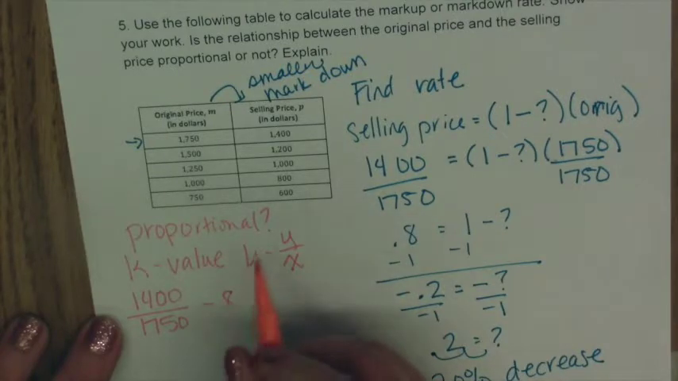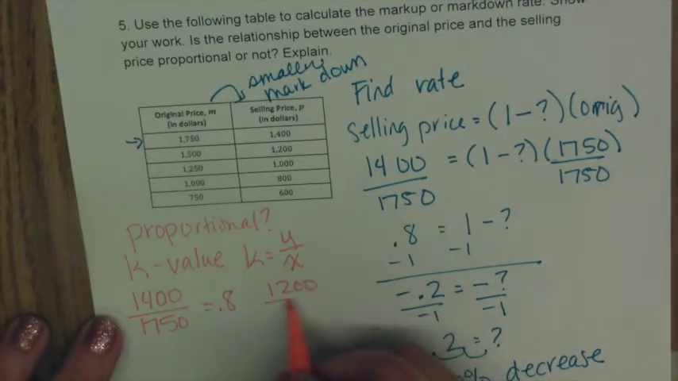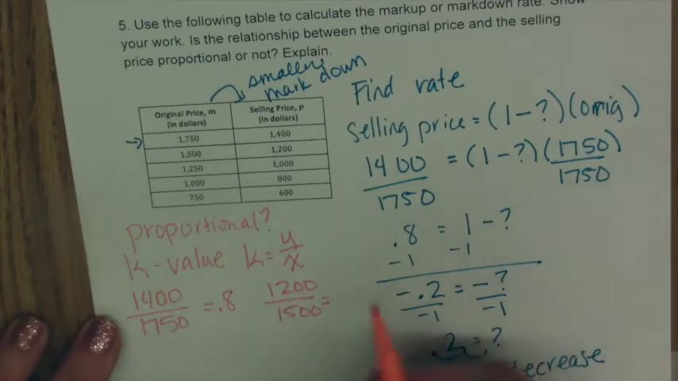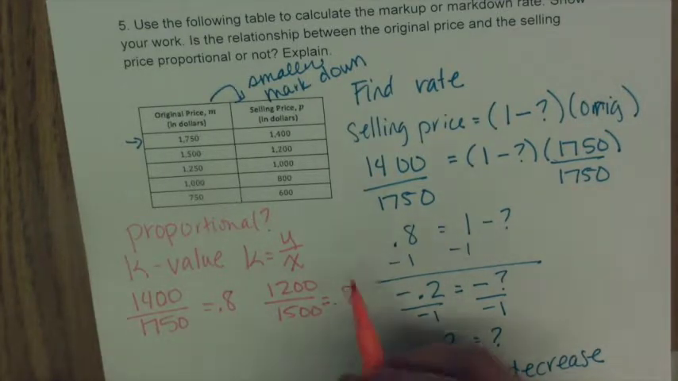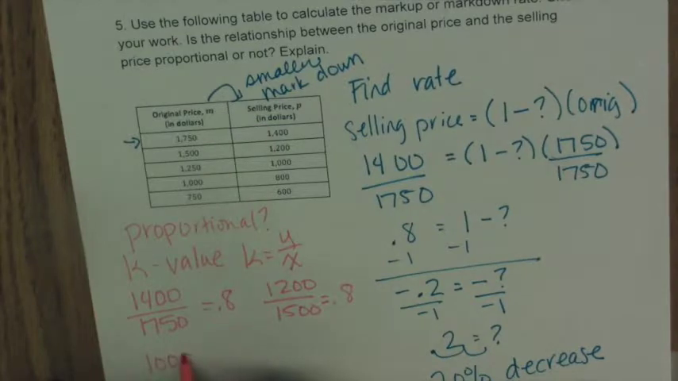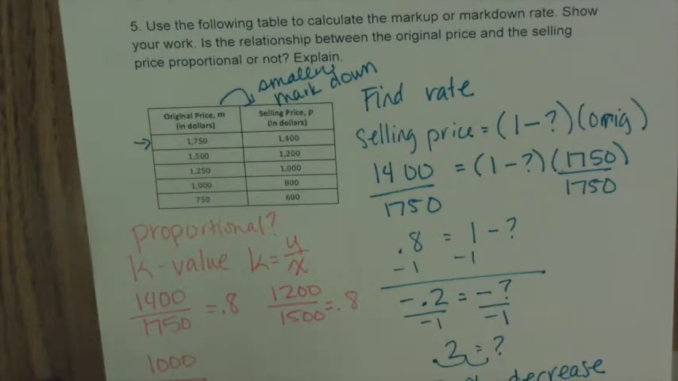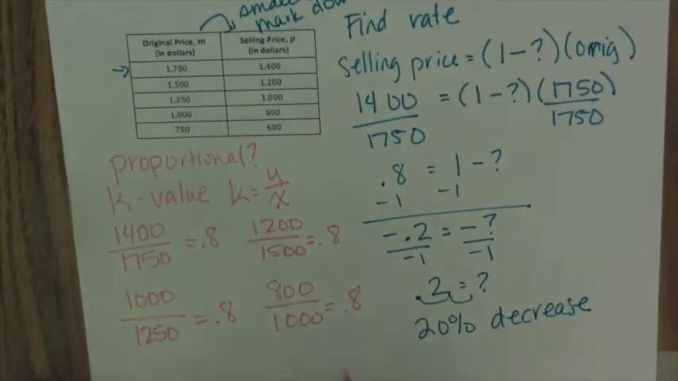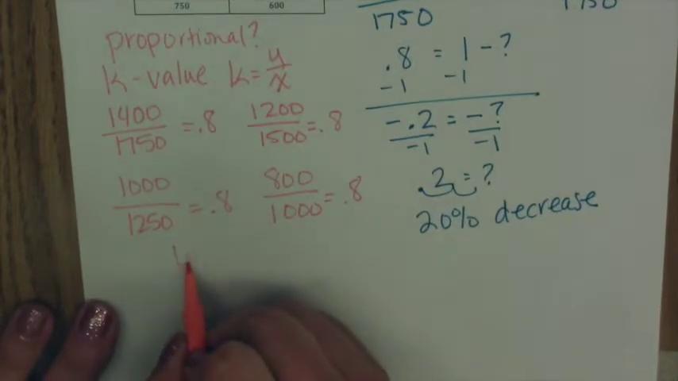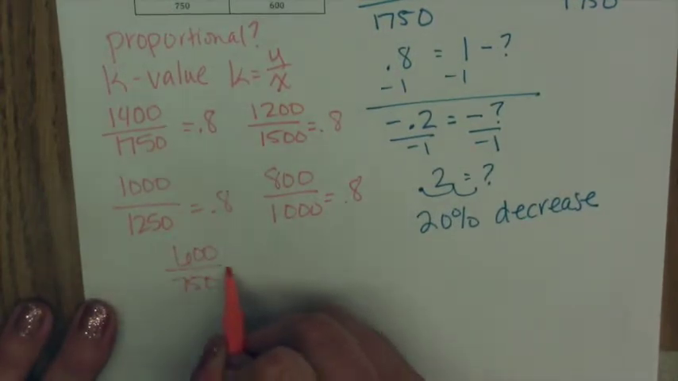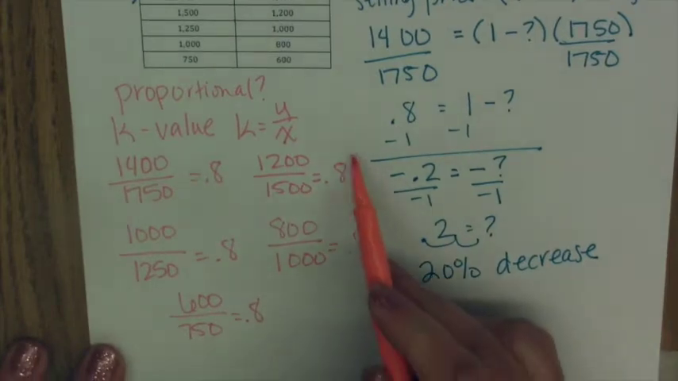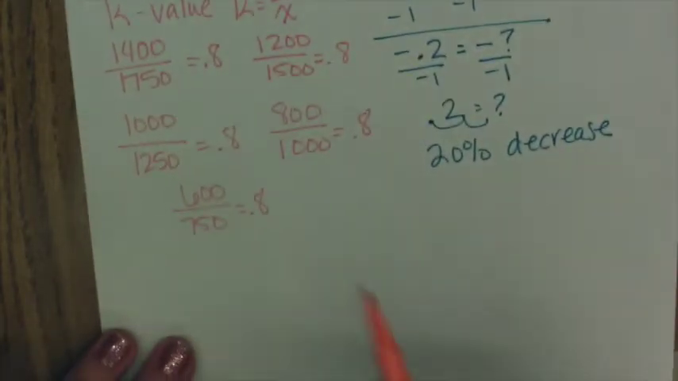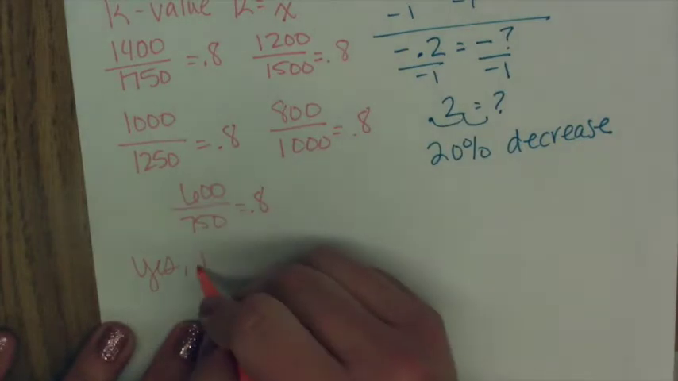it was 0.8. So the second row, 1,200 divided by 1,500, when you use your calculator, is 0.8. The third row, 1,000 divided by 1,250 is 0.8. The fourth row, 800 divided by 1,000 is 0.8. And the last row, 600 divided by 750 equals 0.8. Now, because all of these came out to the same value, we can say, yes, the table is proportional.